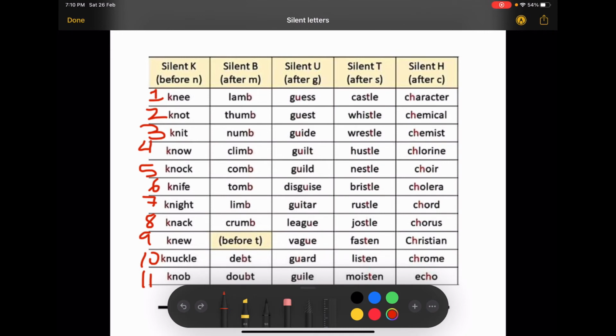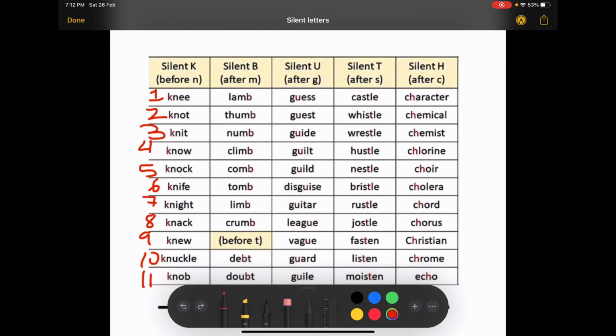The seventh word we have is guitar, and you pronounce it as G-I and not G-U-I, so guitar. The eighth word we have is league, and you pronounce it as league without the U, sorry. And the ninth word we have is, okay, moving on to the letter T.